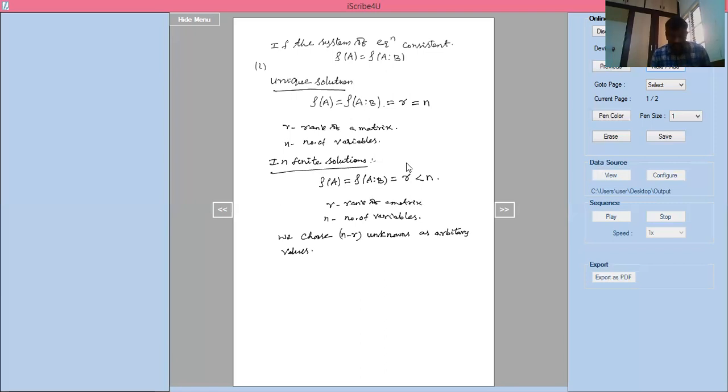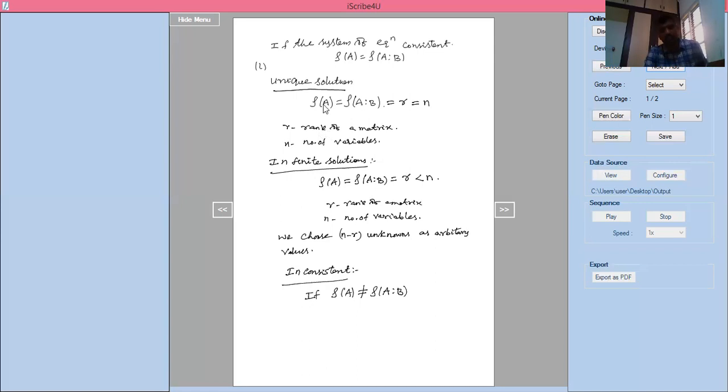Next, inconsistent. When is it inconsistent? If rank of A is not equal to rank of [A|B], then it is inconsistent. We can say that. So when it is consistent, we can get two types of solutions: one is unique solution and the other is infinite solution.